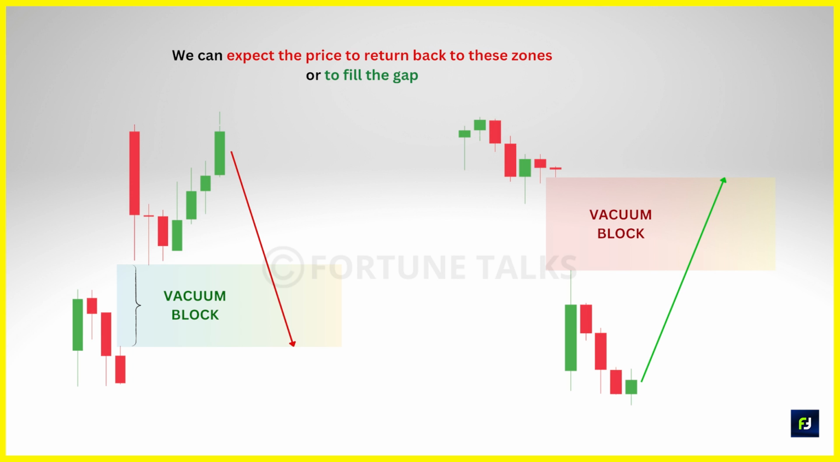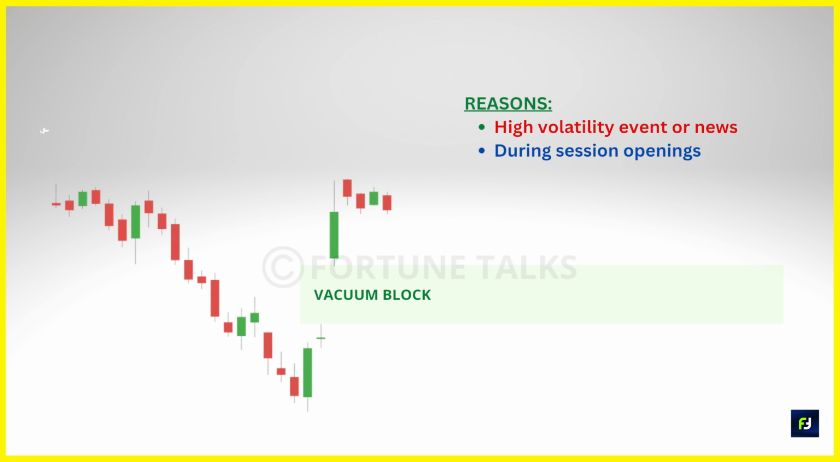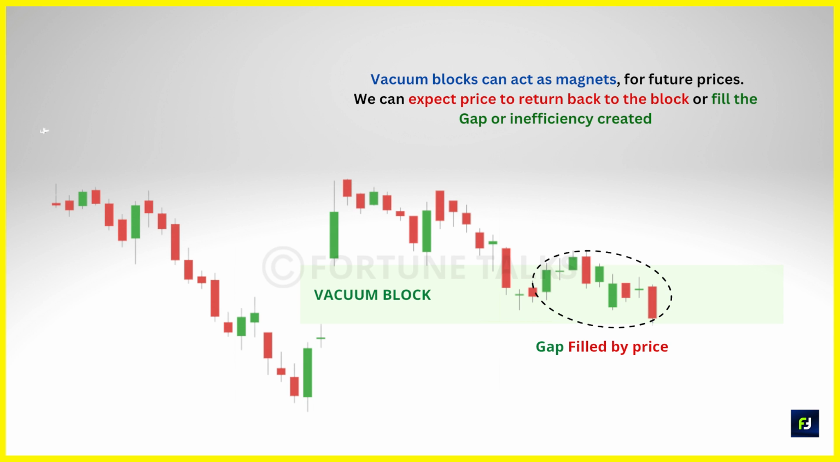Let me explain this. In practical trading, a vacuum block operates by leveraging the market psychology behind sudden price movements. When price rapidly moves away from a certain level, it often leaves behind a region with little or no trading activity. This is a vacuum block. These are formed as a result of any high volatility event or news or even during session openings. Most experienced traders would monitor these areas as they can act as magnets for future price action.